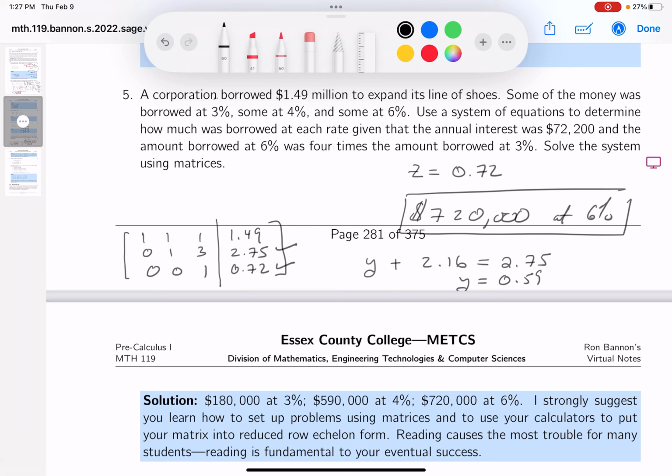That's 0.59. So again, it's in millions, so what do I get? $590,000 at, and again, working our way backwards, the 4% now. I'll put a box in that. Now, by the way, I think I can do the rest. What do I mean by that? The total's got to be $1.49 million. Well, I'm going to add those two numbers together and take it away from $1.49 million.